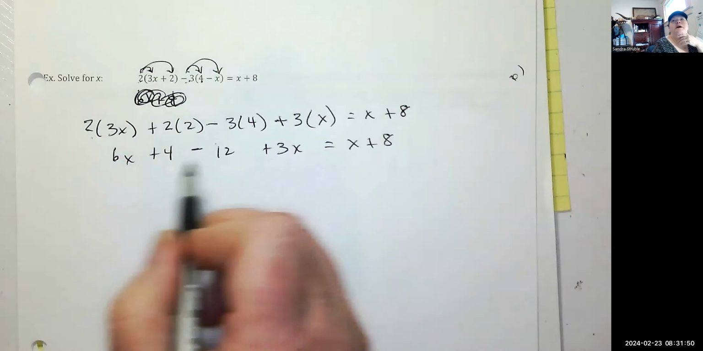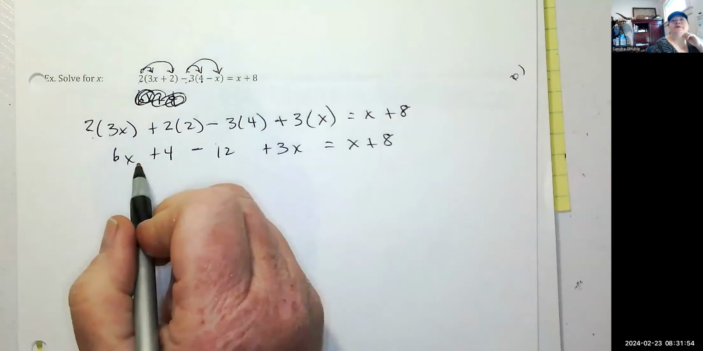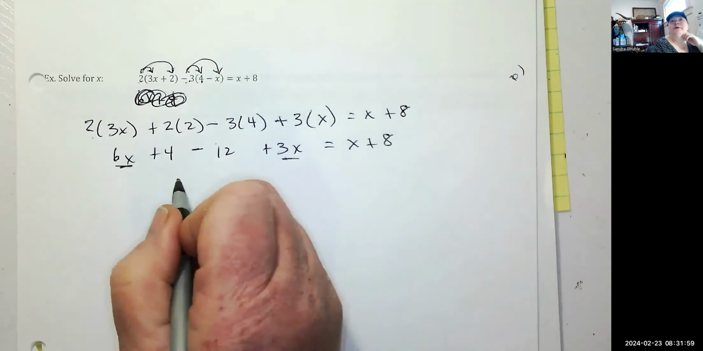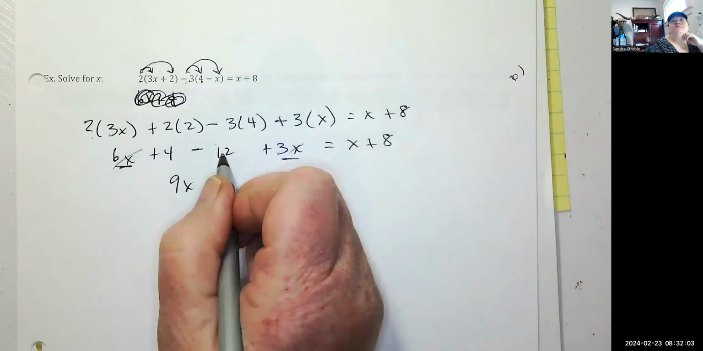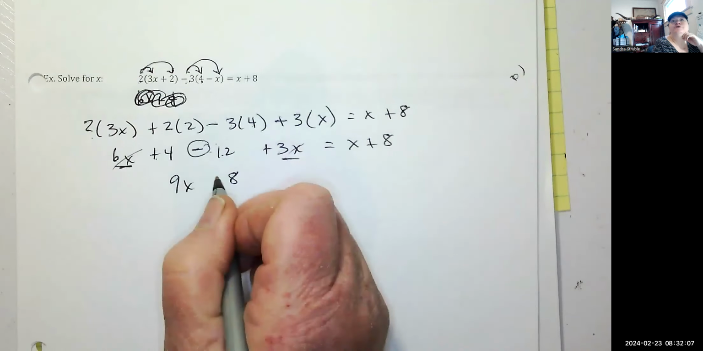All right, let's combine our like terms on the left side so we can clean this up a little bit. So we're going to simplify this. This is 6x and 3x. They're both positive, so we add them, 9x. Then 4 minus 12, the signs are different, so we subtract and take the sign of the larger number.